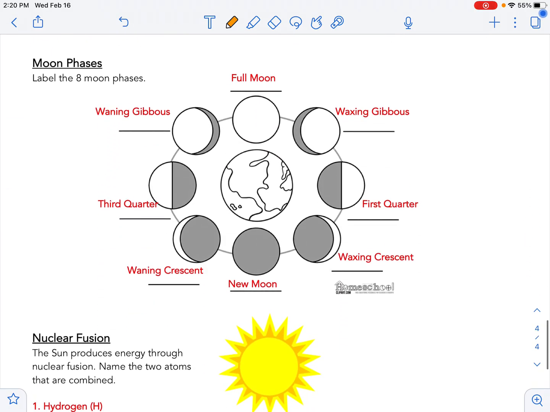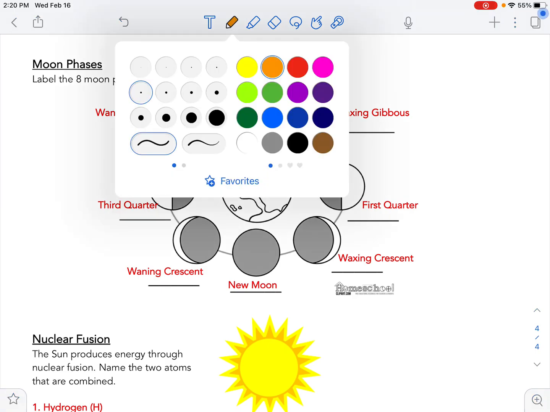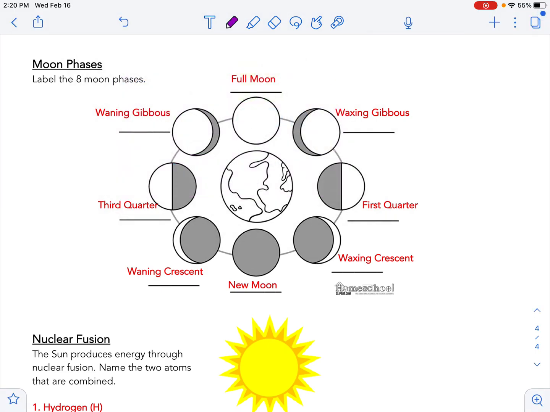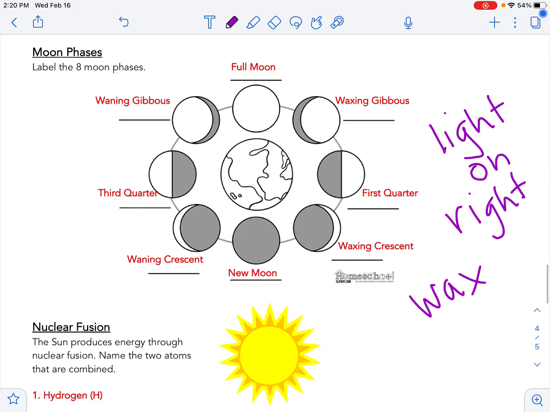Okay, our last page here, you are to know the moon phases. So we know with our moon phases that if we have light on the right, then that means it is waxing. So wax on, wax off from Karate Kid, right? So the light is growing.